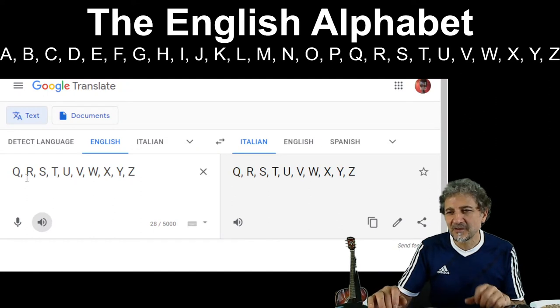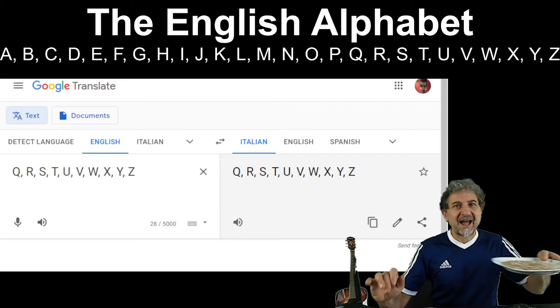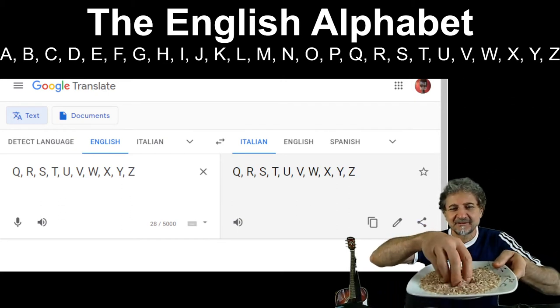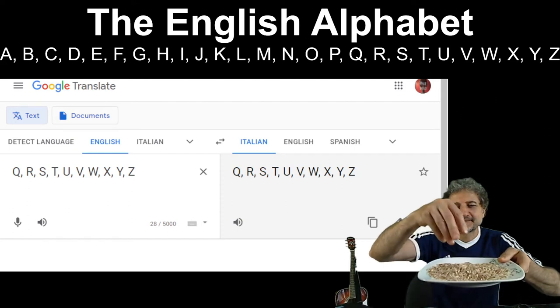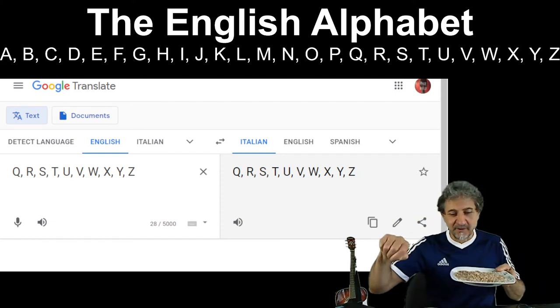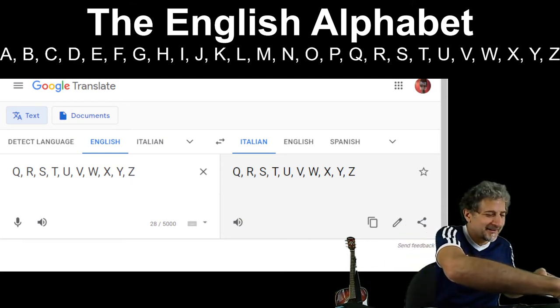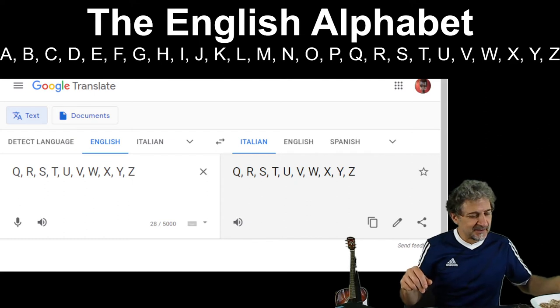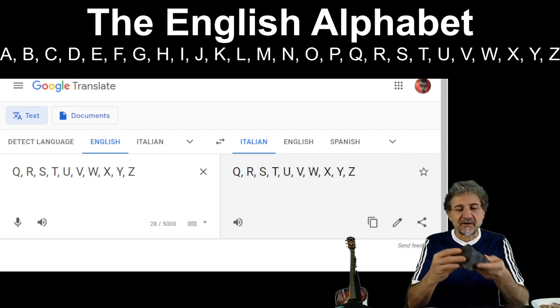So, Q, R. I have something here. Let me see. I have rice. You know? Rice. When we cook, and we eat the rice with a spoon. So, R, rock. I have a rock.